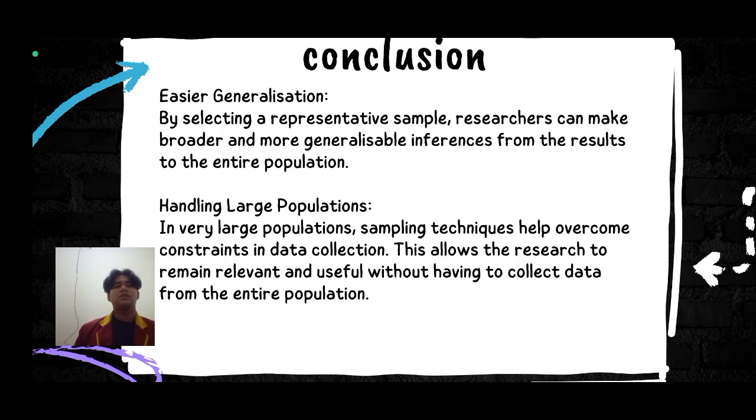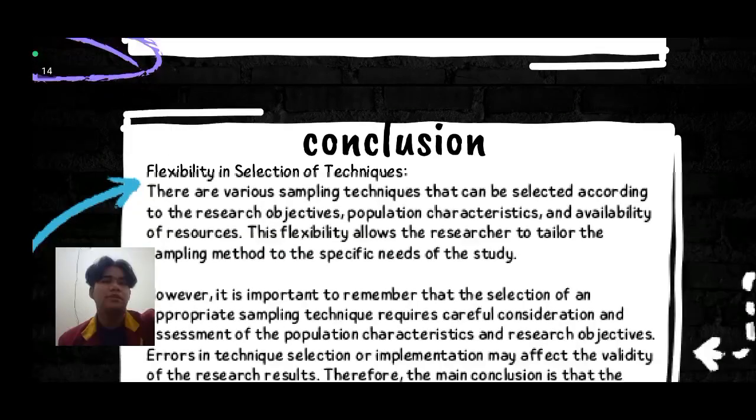And then easier generalization. By selecting a representative sample, research can make broader and more generalizable inference from the result to the entire population. Handling large population. In very large population, sampling technique help overcome constraint in data collection. This allows the research to remain relevant and useful without having to collect data from the entire population.